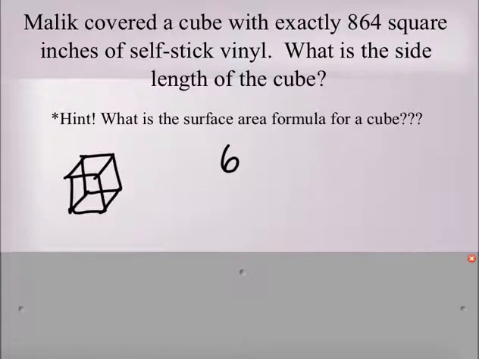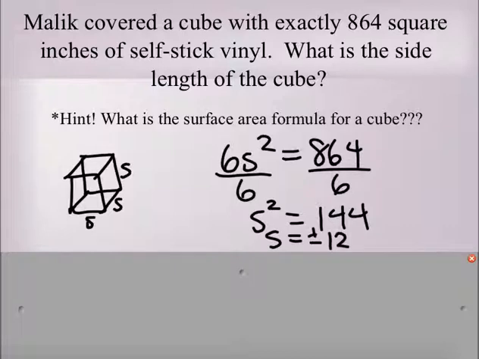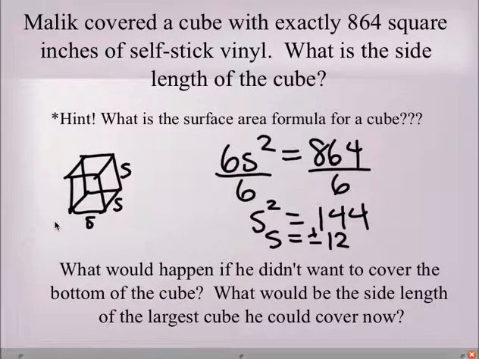So if we say that the side length is S by S by S, we would say S squared is the face of one of those. And I have 6 of them, which means the surface area equals 864. So we can divide by 6, get S squared is equal to, I believe, 144, which means that S is equal to plus or minus 12. Now, if we're talking about something real here, like a cube, we would just pick the positive one. Okay?